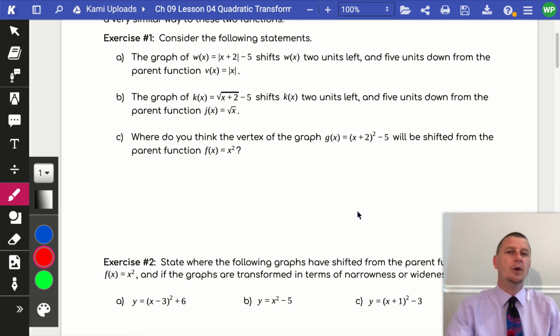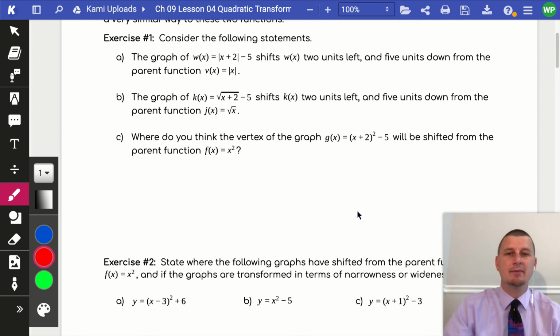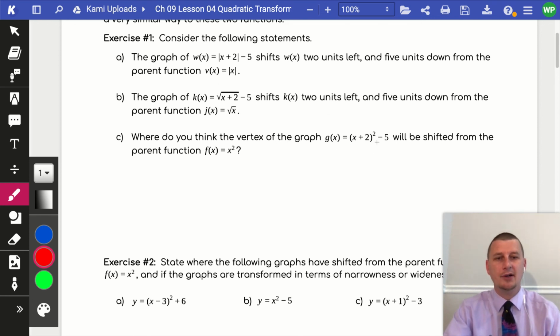So based on this, where do you think the vertex of the graph g of x is equal to (x plus 2) squared minus 5 will be shifted from the parent function of x squared? So we could see some similarities here. And those similarities are that we have plus 2 inside of our absolute value, plus 2 inside of our square root, and now we have plus 2 inside of our squaring. So inside of our parentheses that are being squared, for that matter. So this plus 2 is inside.